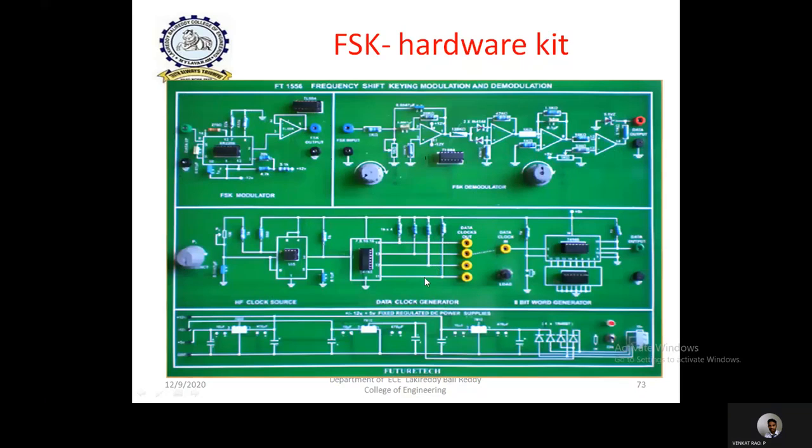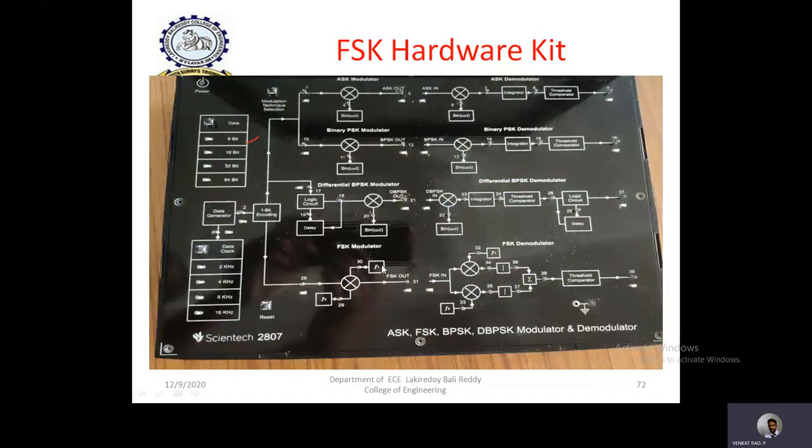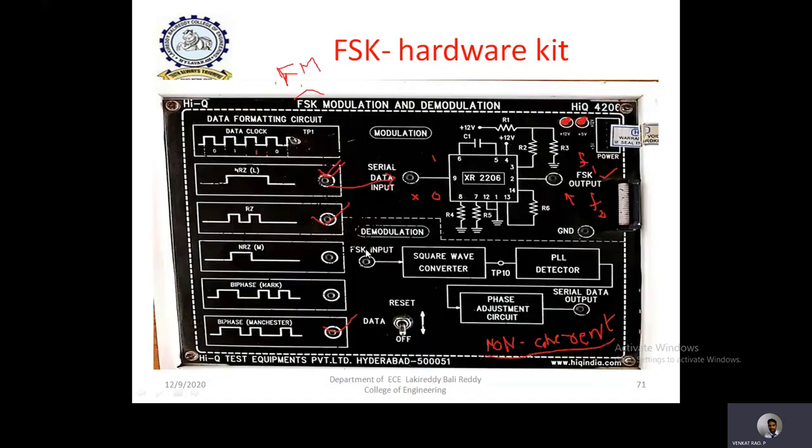Okay, so out of these 3, as an example, I have considered this particular hardware kit because in this we have some more inputs, as line coding techniques are also available here. So if you do this experiment, you can also observe the different types of line coding techniques available here, right? So I'm going to explain this particular hardware kit and analysis.